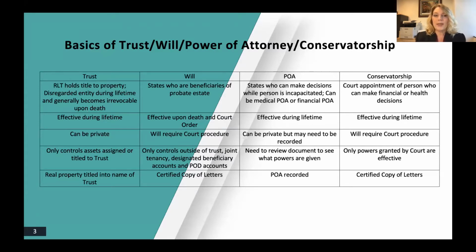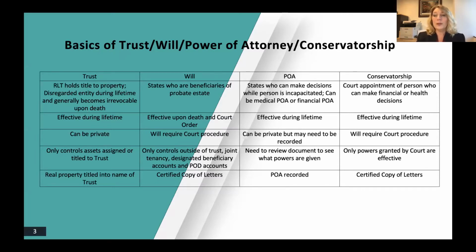For a trust, that is effective during the person's lifetime. It also becomes irrevocable generally after somebody passes away. A trust only controls the assets that are assigned or titled to the trust. And for real property, you're looking for that real property to be titled in the trust. That is done by recording a grant deed or a trust deed where it's going to say, Anita Steberg hereby grants to Anita Steberg as trustee of the Steberg Family Trust. That tells me it is the trustee that can sell the home.